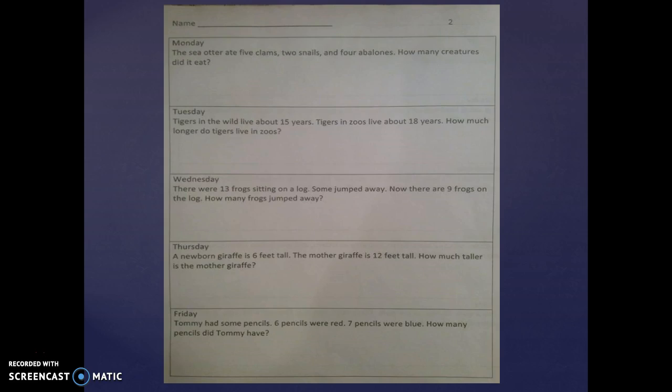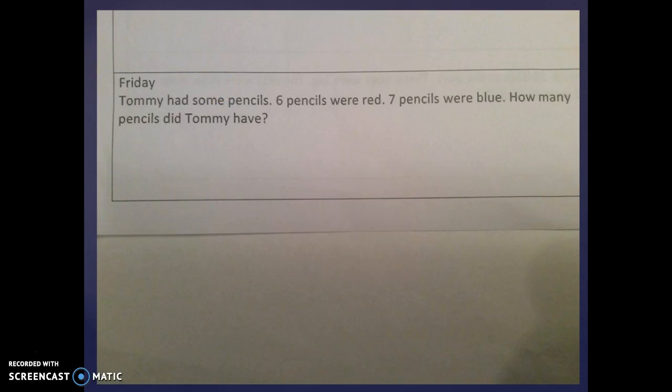By doing this, I got the information I needed while still allowing them to keep their own worksheet for their own personal use. This is a blank copy of the worksheet that the students were working on for the appropriate week. And this is the problem of the day that the students worked on. The problem states, Friday, Tommy had some pencils. 6 pencils were red, 7 pencils were blue. How many pencils did Tommy have?